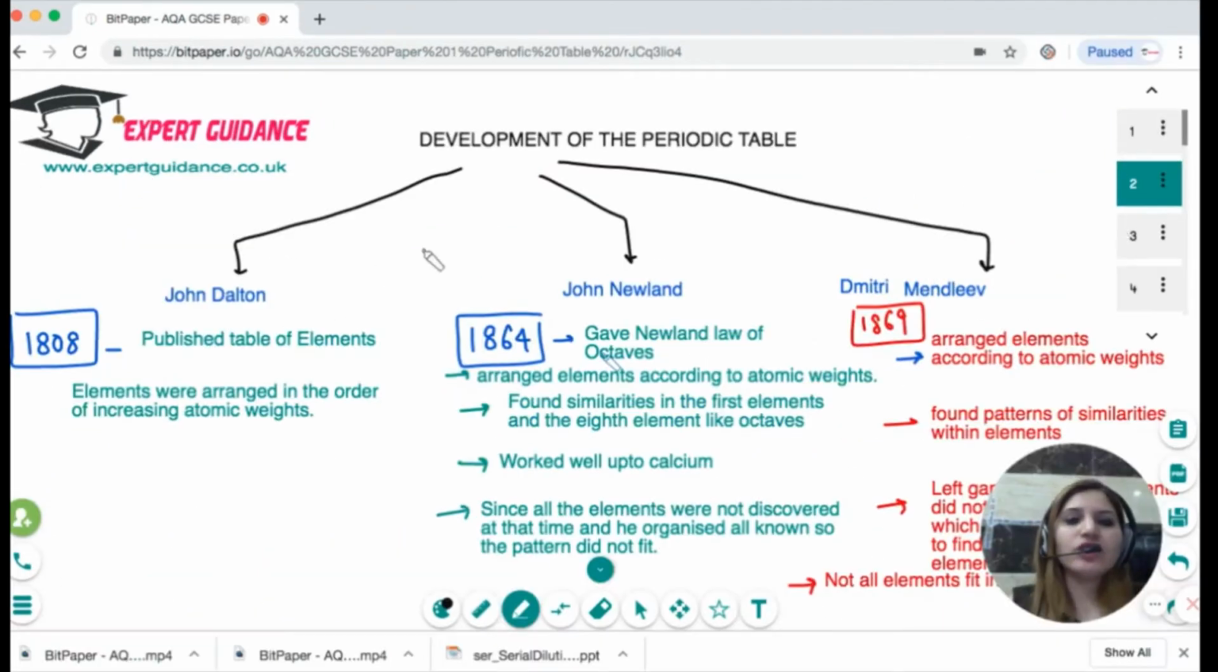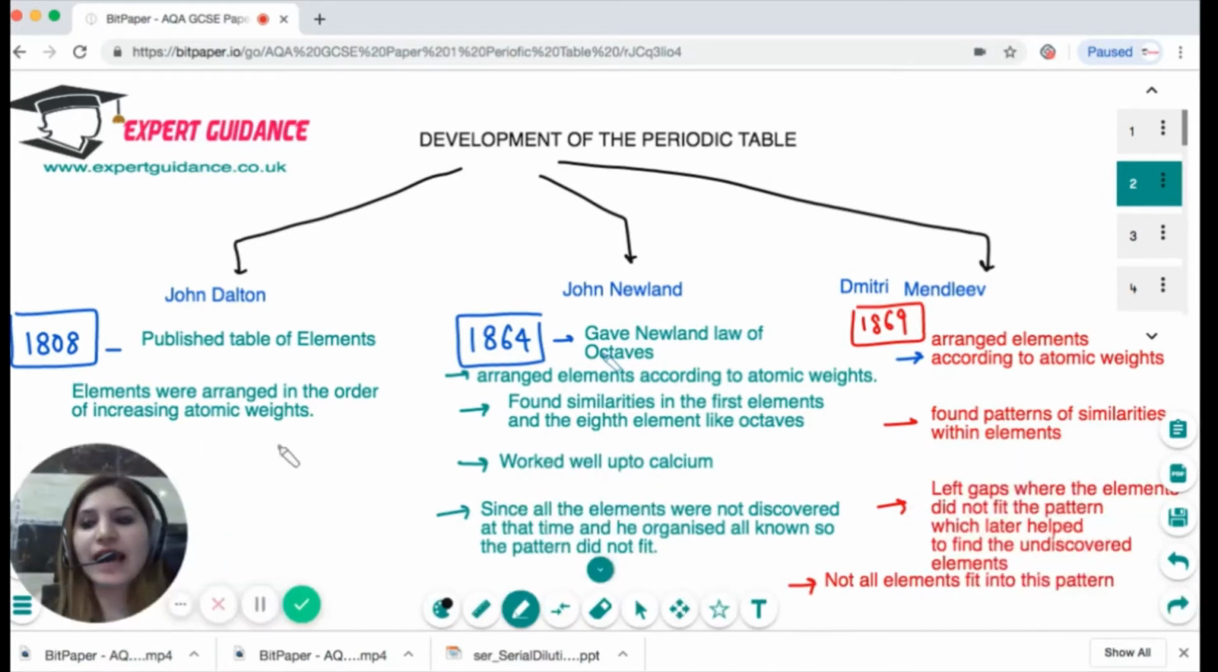Now, when we talk about the development of the periodic table, it took a lot of years to get the periodic table in the form which we have now. It started all around in 1808, where there was a scientist called John Dalton, and he published a table of elements, and he simply arranged the elements in the order of increasing atomic weights. There was no pattern, no similarity that was detected, so his idea was completely rejected.